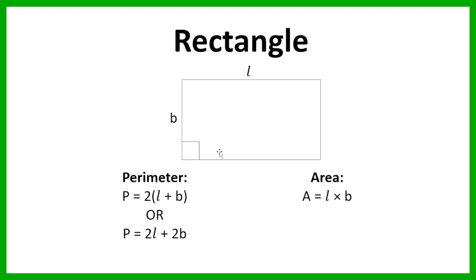Another way of writing the formula is 2L plus 2B. So it's 2 lengths plus 2 breadths. This is the one that I tend to use more, but neither of them is more correct than the other. They both are absolutely fine. Okay, and then the area: to work out the area, it's the space inside the shape. To work that out, we multiply the length by the breadth. Okay, so that's how you're going to work out the area and perimeter of a rectangle.